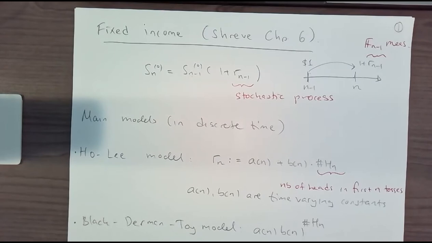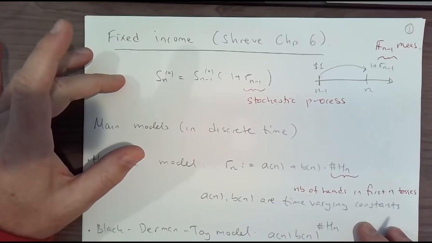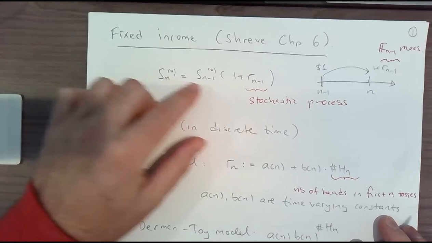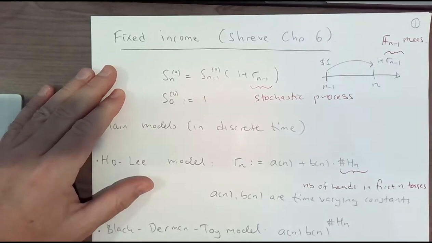So this is one security that is traded. The price is given according to this formula. We always start out with the bank account. It always started out at one.